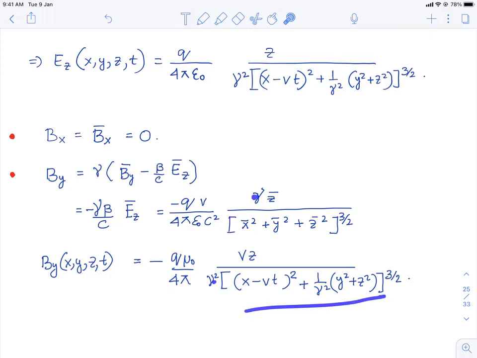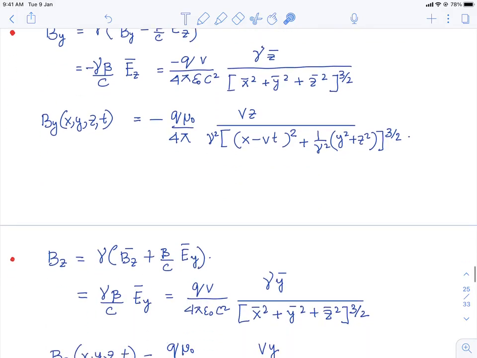One of the gammas cancels here, because this is gamma cubed, that cancels with one in the numerator. And this beta here, which is a new ingredient, remains as v, and this epsilon naught times c squared becomes a mu naught in the numerator. That's all the algebra is.